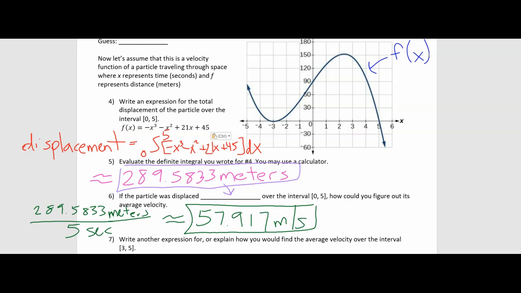See if you could write an expression or be able to explain how to find the average velocity on the interval 3 to 5. So go ahead, work through number 7 on your own, and then we'll come back and see if you were correct.